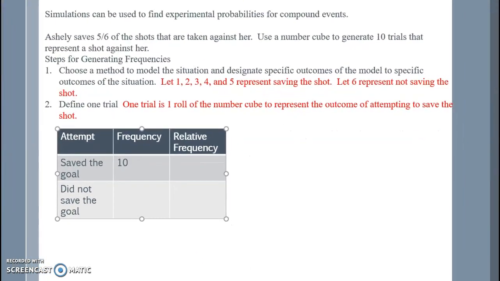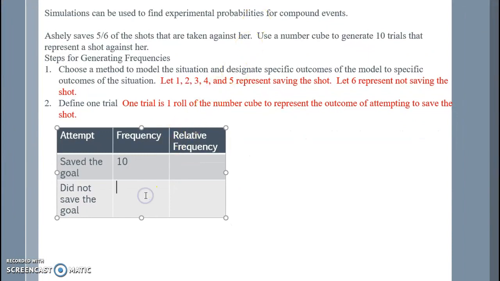Let me move our screen back in order here. So 0 times she did not save. So the relative frequency would be 10 out of 10 or 100%. We know the probability should be 5 out of 6 times, and 5 out of 6 is the same as 83%. So this was 100%, but I would still say that this is a good way to do this.